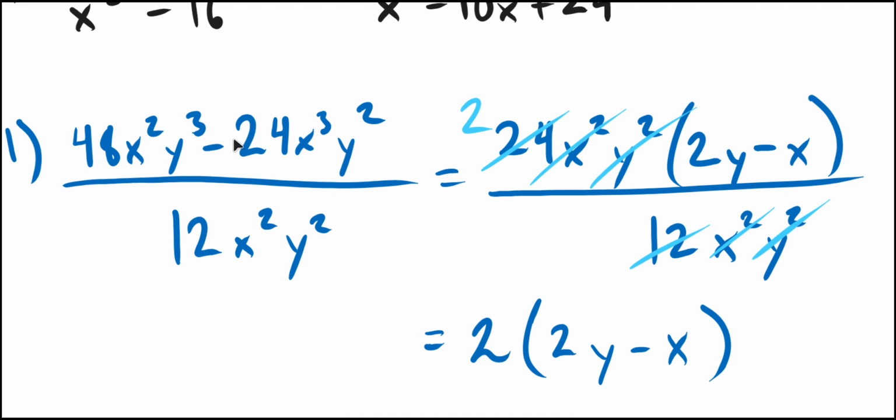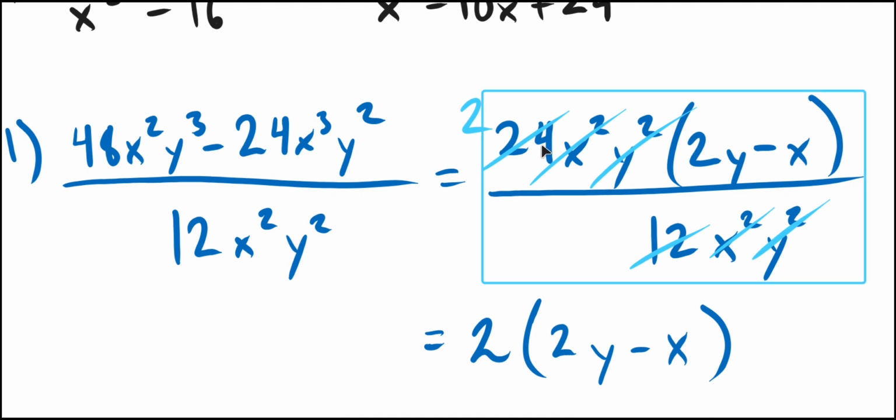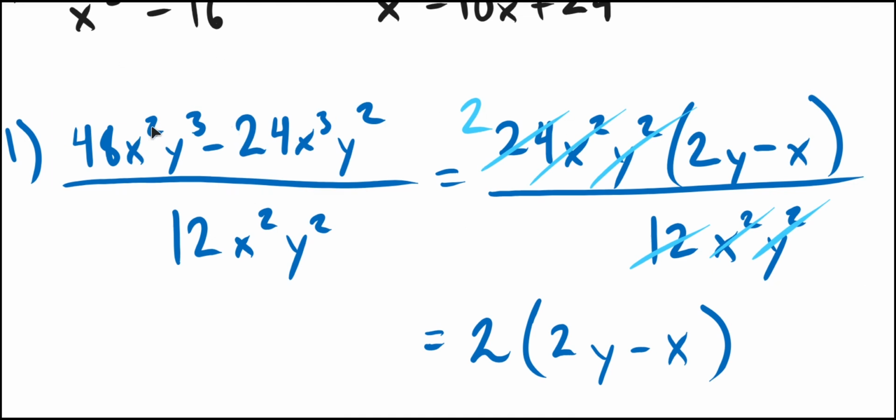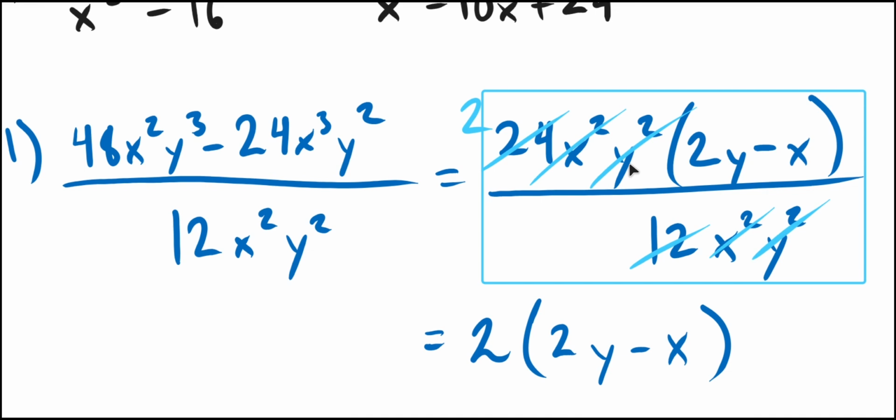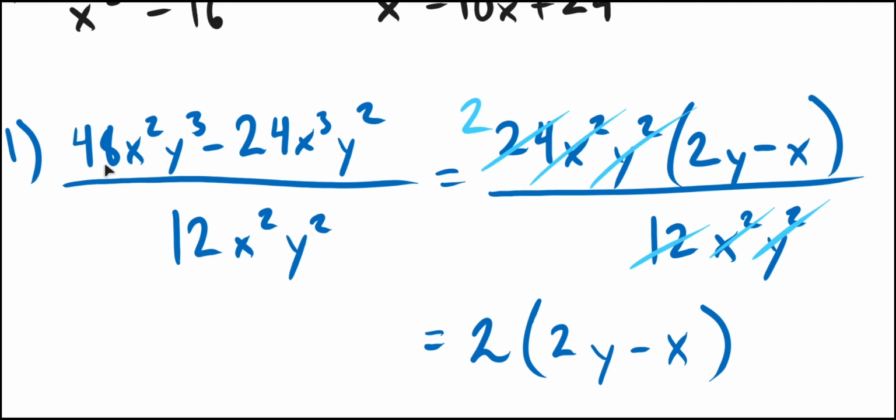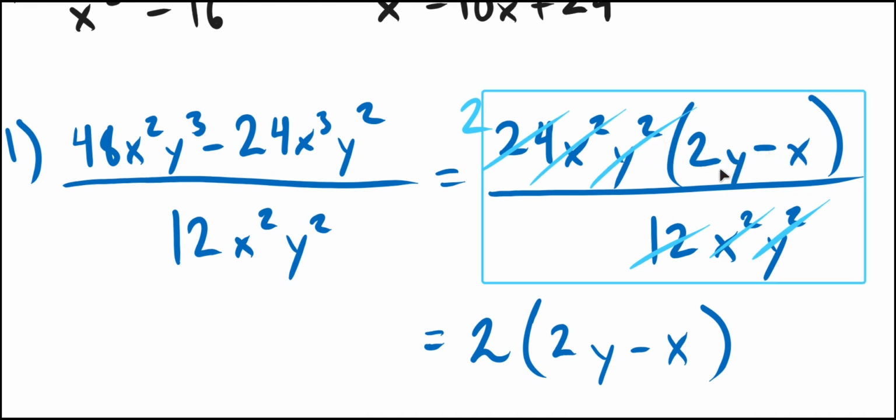If I take 48 and 24, they have a 24 I could take out of both of them. The smallest x is an x squared. I take that out too. And then the smallest y is a y squared. I take that out too. What's left when I do that? Well, 48 divided by 24 is 2. X squared divided by x squared goes away. And y cubed divided by y squared just becomes a single y.